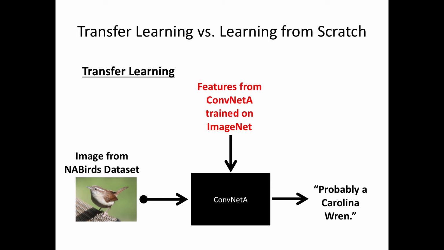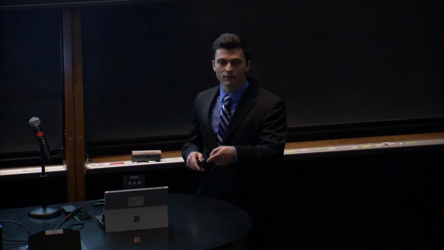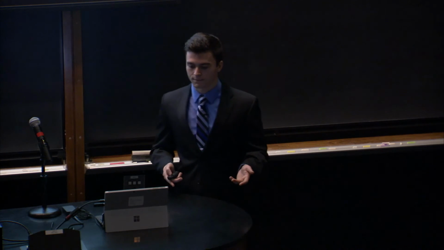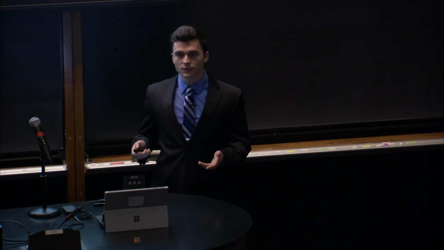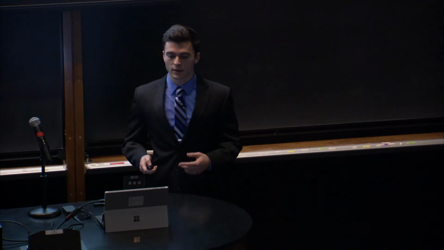In the context of deep learning, we have features that were pre-trained in the same convolutional network architecture. They were pre-trained on a larger data set, such as ImageNet. And then we use these features as our initialization. Then we continue to train the network on the NA birds data set in the process called fine-tuning. And fine-tuning actually works well in practice.